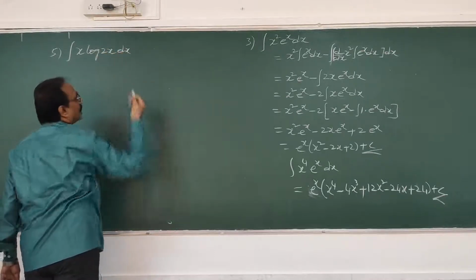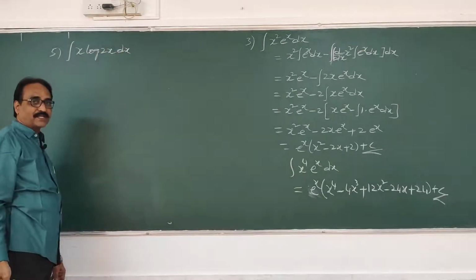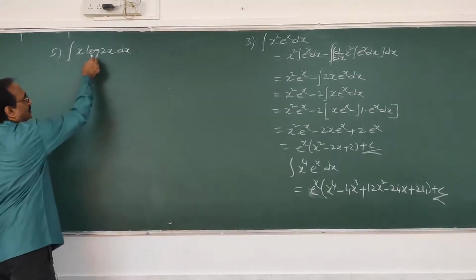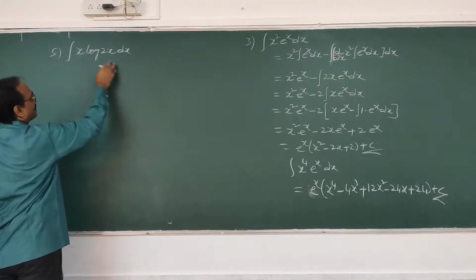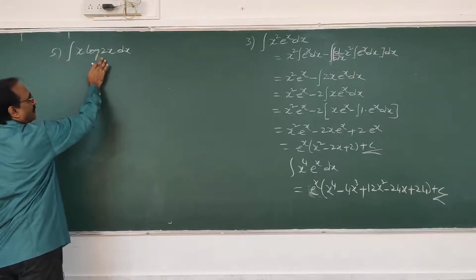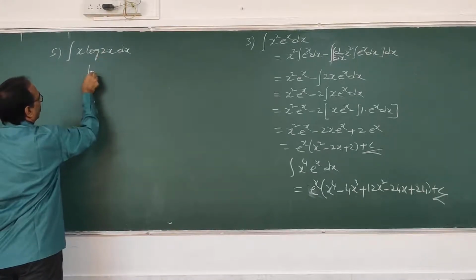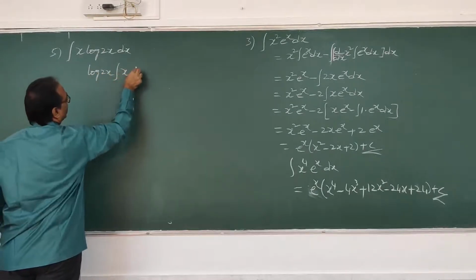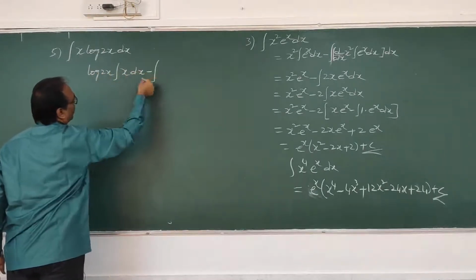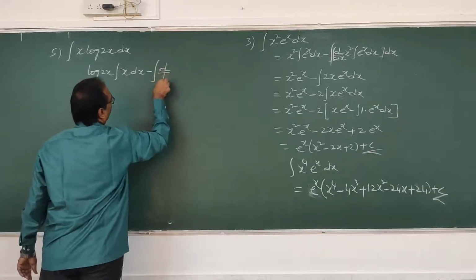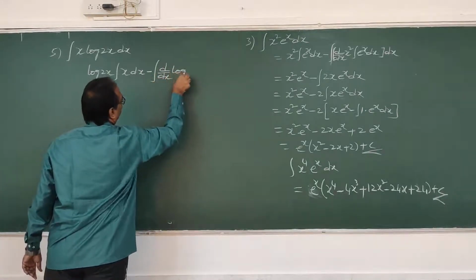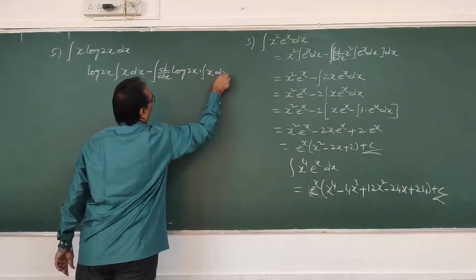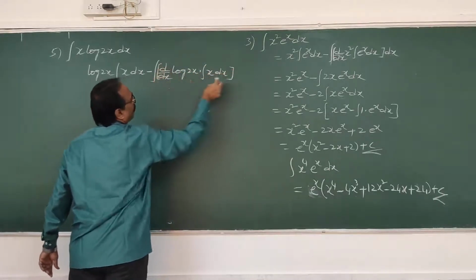You know that we don't have an integral for log x. The integral of 1 by x is log x, but the integral of log x we don't have. So we cannot take this as the second function; you must take this as the first function only. So the first function means log 2x, into integral of the second function, x dx, minus integral of derivative d by dx of the first function, log 2x, into integral of the second function, and whole dx. That is how we write.